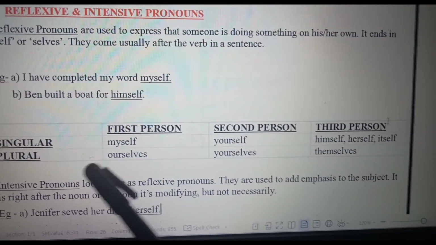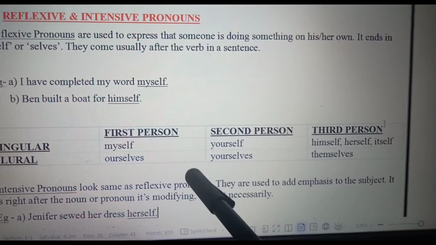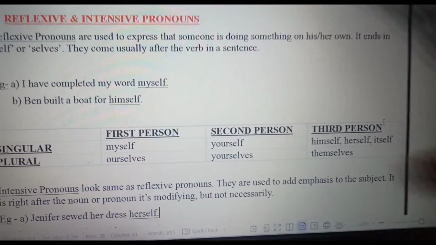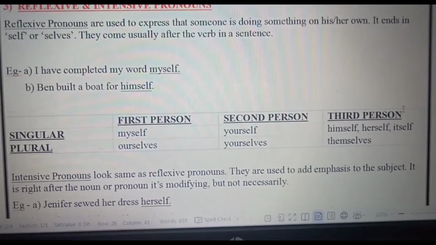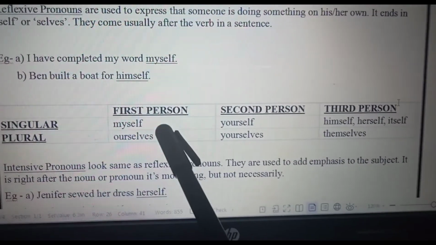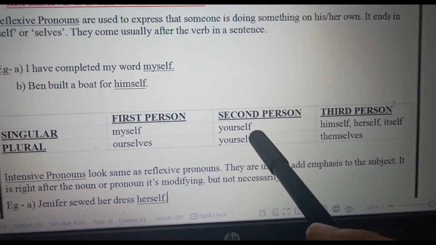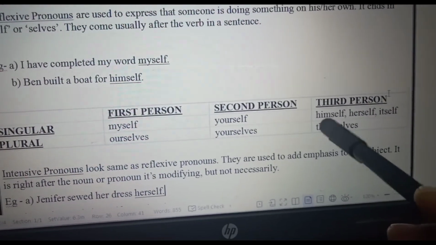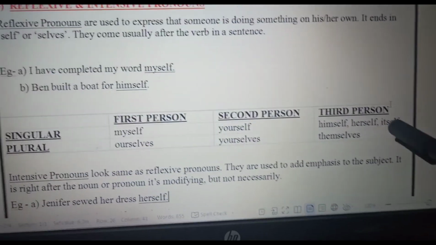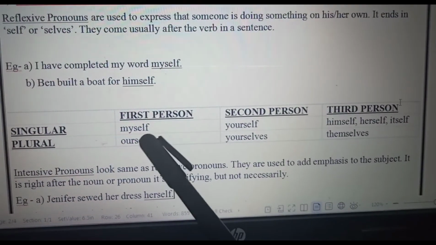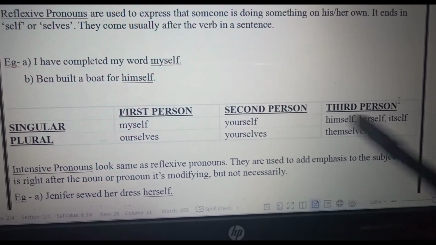In singular and plural, which pronouns do we use as reflexive pronouns? In singular we use myself in case of first person. In case of second person we use yourself, and in case of third person we use himself, herself, itself. You can see we have "self" at the end of these pronouns.